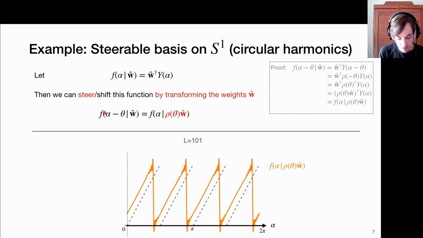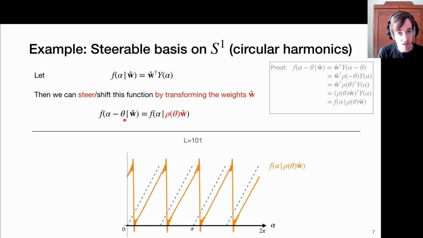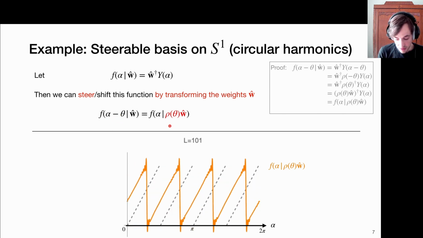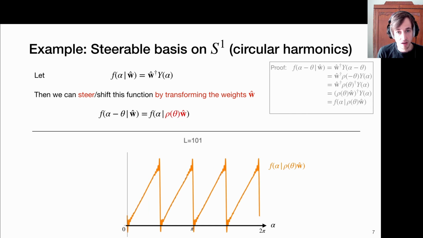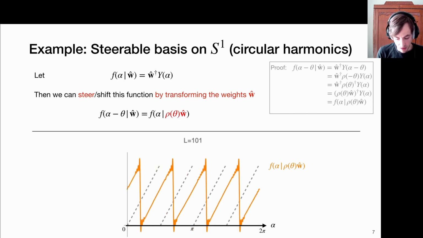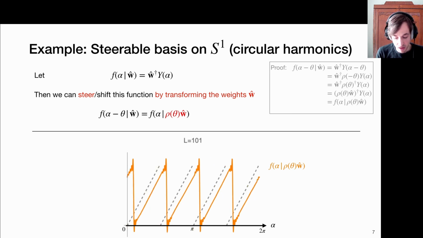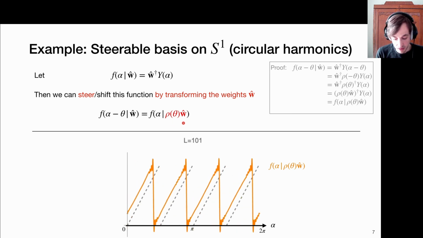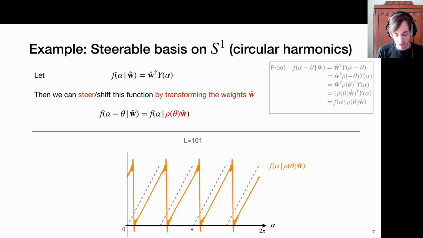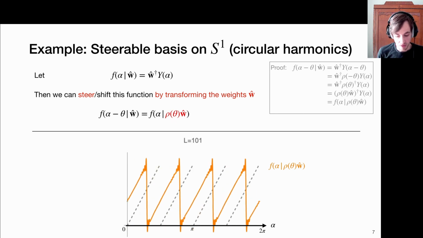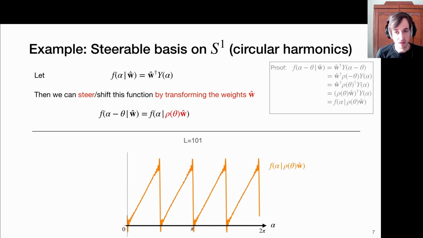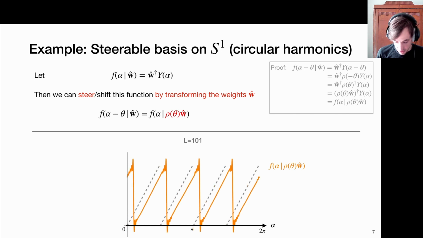So if I shift this function by an amount of theta, I might as well let the representation act on the weights on the left. So I keep the set of basis functions the same. I just update the weights, and this updated weight then represents a shift of the function as indicated over here. All right, so that's summarized over here.